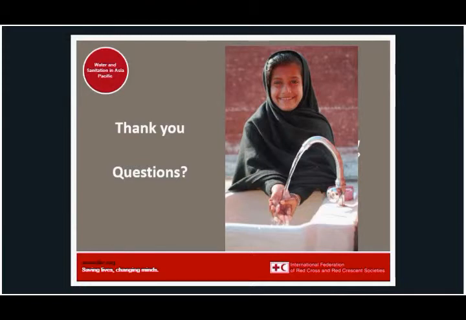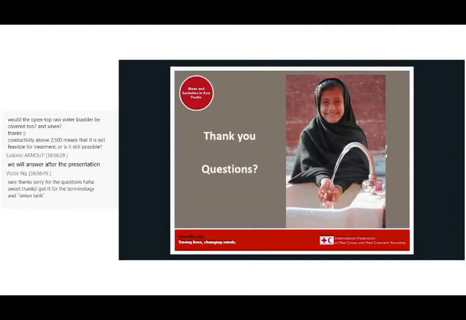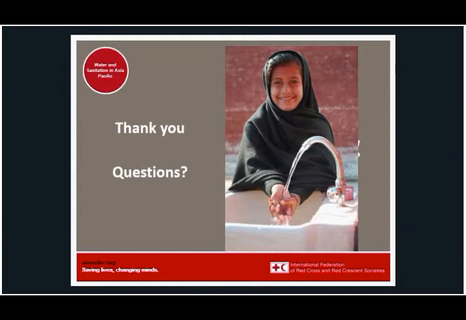The second question: conductivity of about 2,500 means that it is not feasible for treatment. Today we have mentioned treatment units which are not desalinization units. So outside this kind of unit, all the others will not affect the conductivity or the salinity of the water. If you have a conductivity of 2,500 before the treatment, you will have a conductivity of 2,500 after the treatment. Meaning, if it's salty water, people will not drink it after the treatment, even if it's safe water without bacteria and so on, because it's still salty.